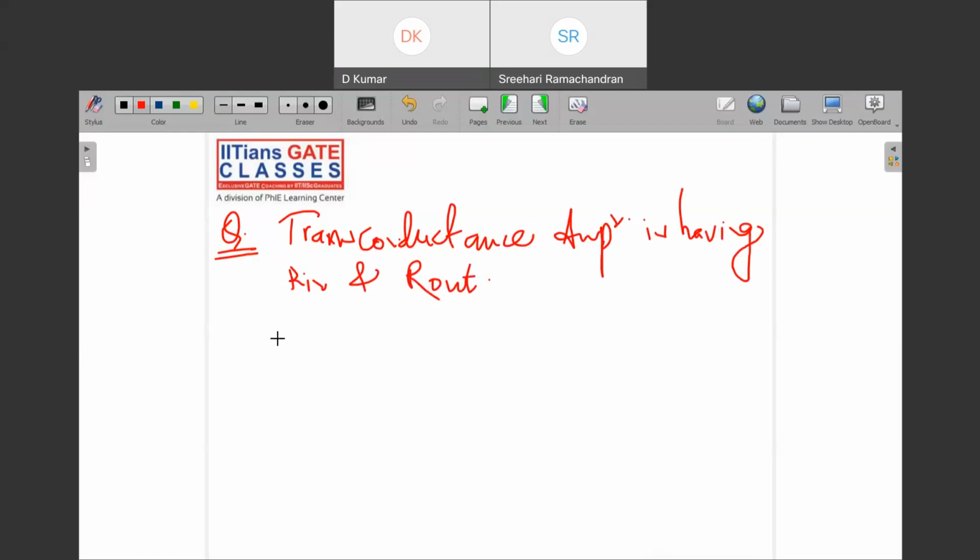In the options, they will be giving you high, low, low, high, high, high, and low, low. So can you tell me which option will be correct? In case of transconductance amplifier, transconductance means what? Voltage to current converter, or you can say voltage controlled current source, right?